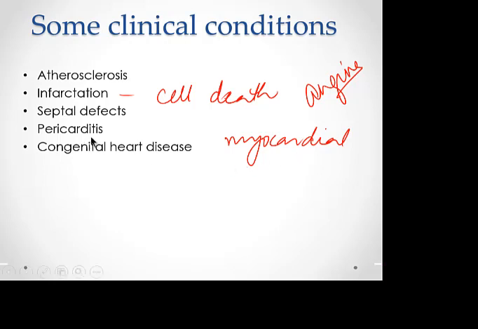Itis means inflammation. Pericarditis means inflammation of the pericardium. So this could be viral. It usually tends to be viral. It could be part of anything, general septicemia. When the pericardium becomes inflamed, it tends to produce fluid. Any tissue which gets inflamed, if it's capable of producing fluid, it'll secrete more fluid. So the pericardial cavity becomes filled with fluid.